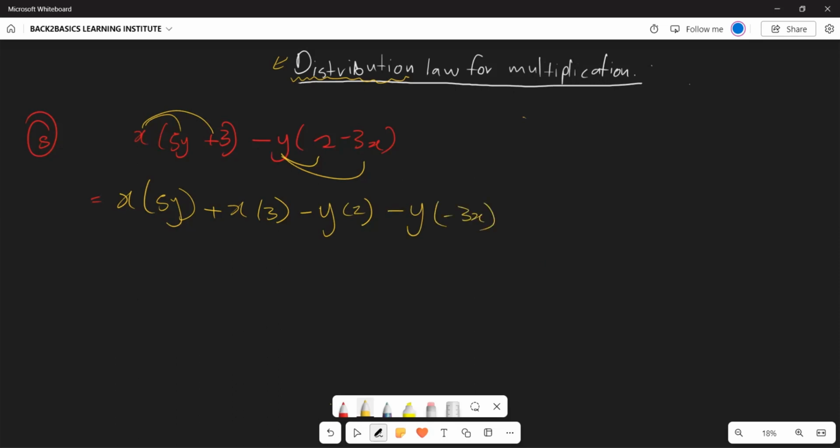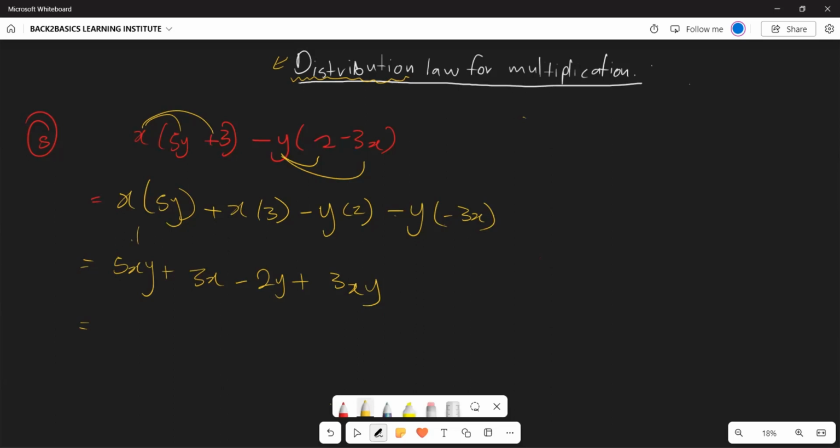Now it's okay. Now you have distributed. Now you can multiply. So when you multiply, this is going to be 5xy. Now when you multiply this, it is going to be plus 3x. And then this other one is going to be minus 2y. This other one is going to be what? Plus, because this is negative and negative. So this is going to be plus your 3x, then y altogether. Now, and now from here, you're going to check, do you have any like terms?